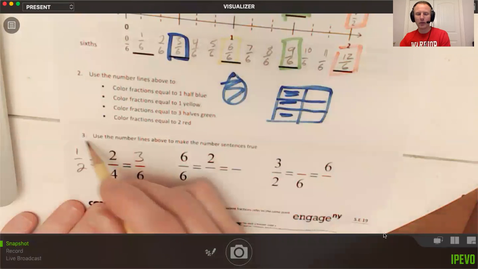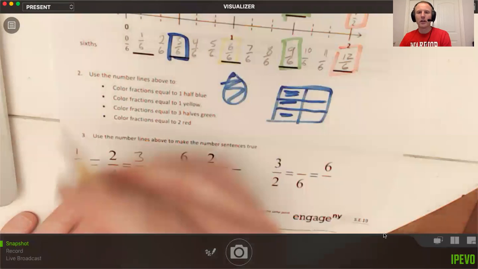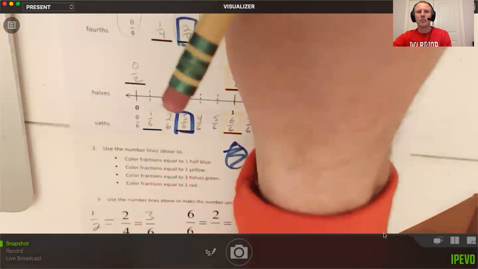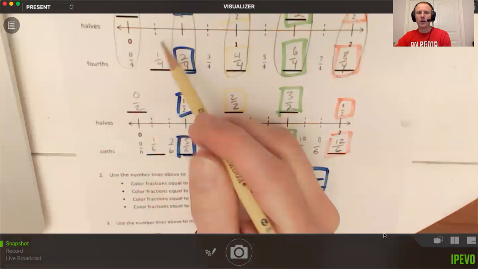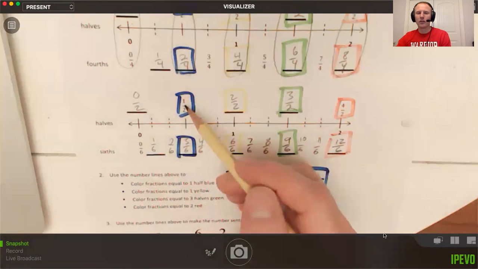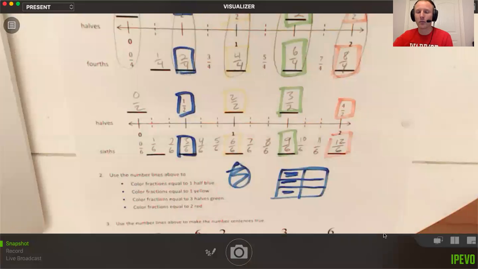They didn't put that half in there, but that's sort of the common thing between these two number lines, right? They both have halves on there. So I found out what 2/4 was. It was 1 half, and then I took that 1 half and found it on this number line, saw what it matched up with. Multi-step process there.